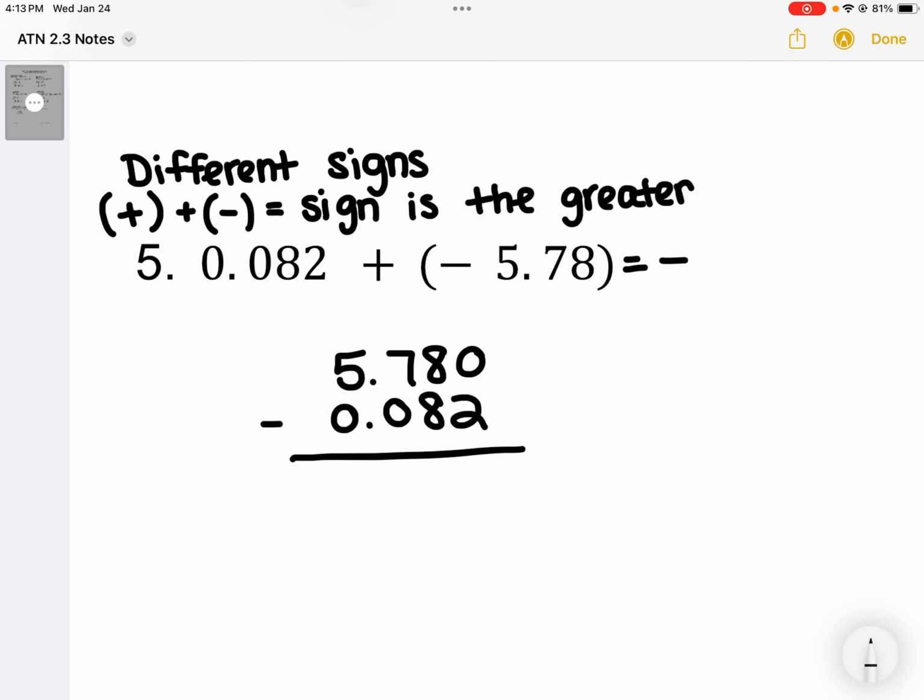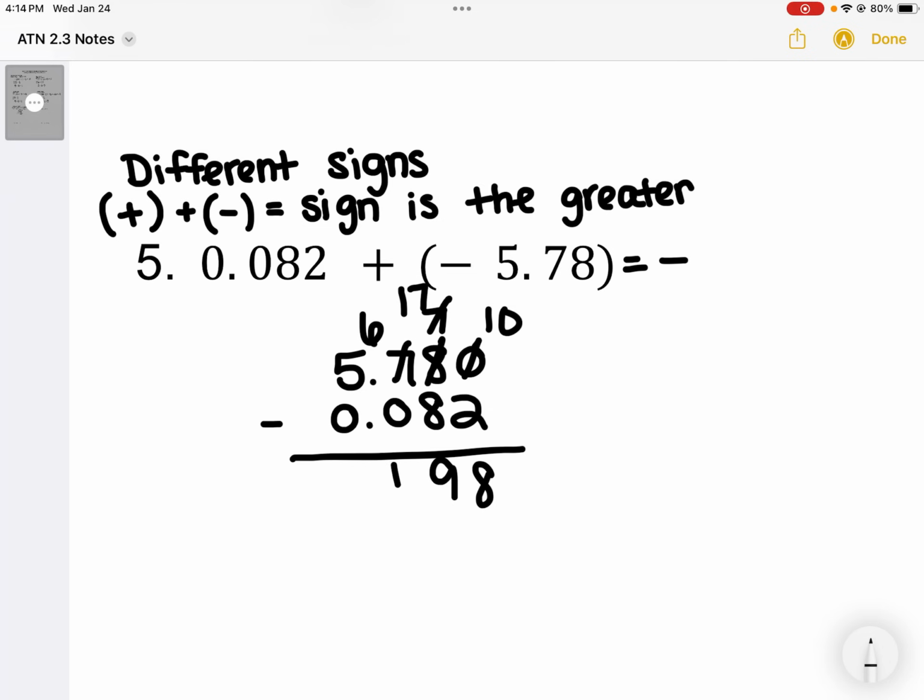0 minus 2, I cannot complete, so I must borrow. I cross out the 8, it becomes a 7, and the 0 becomes a 10. 10 minus 2 gives me 8. Next, 7 minus 8 cannot be done, so I must borrow. This 7 becomes a 6, and this 7 becomes a 17. 17 minus 8 equals 9. 6 minus 0 is 6.